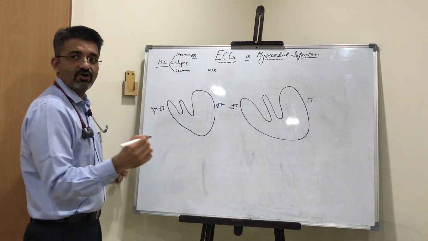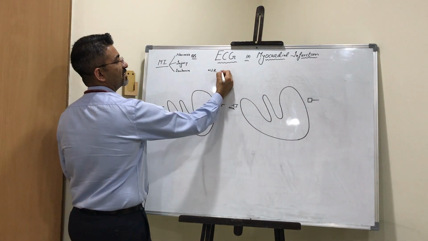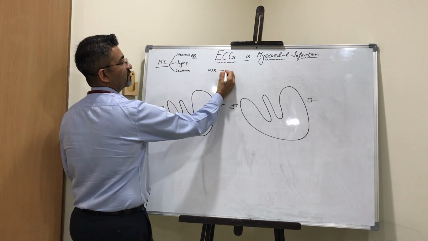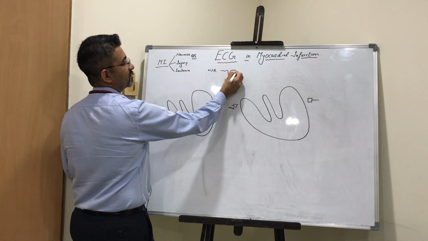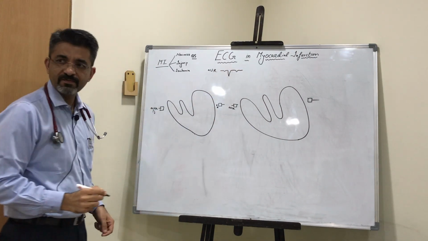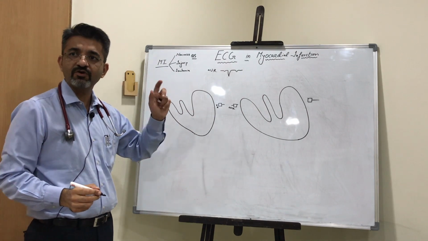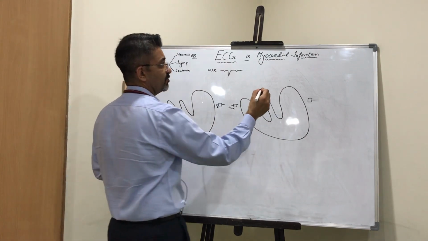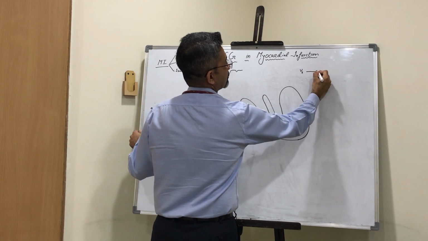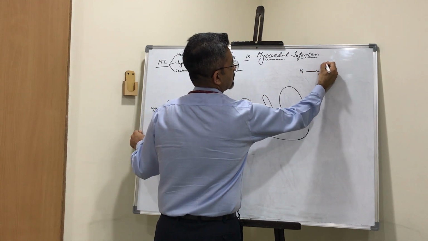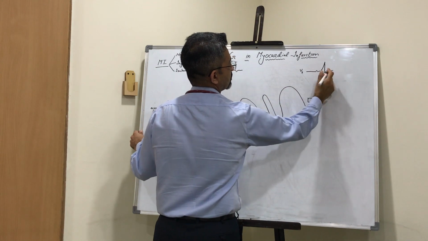So how does my normal AVR look? My normal AVR looks like this. Negative P wave, something like this. Negative T wave. Okay, it is the exact mirror image, or opposite image, of lead 2. How does my V6 look? V6 looks like this. P wave, right?